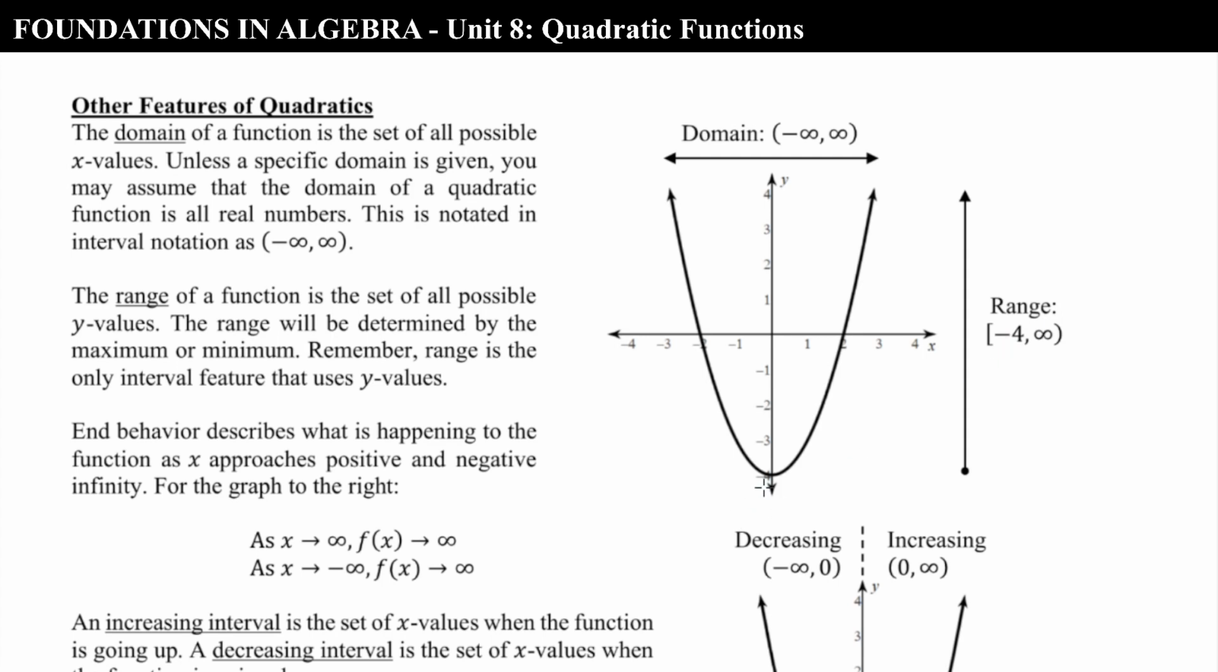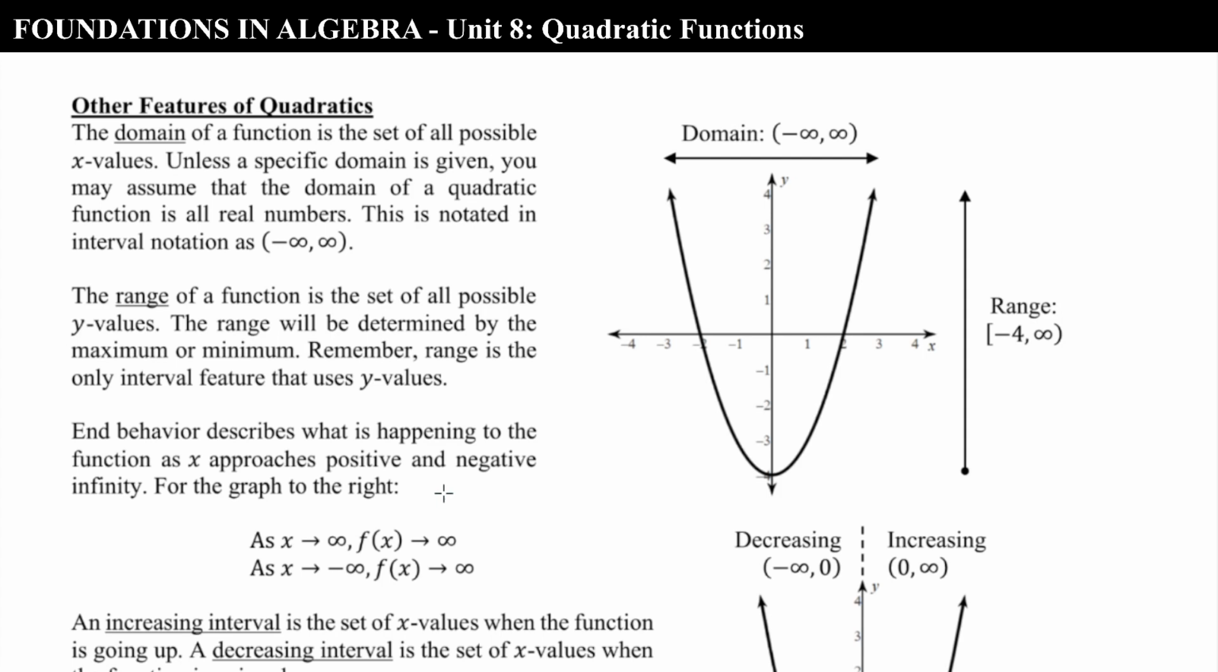So our range here, we start from -4. So we start from bottom and go our way to the top. So we start from -4 and we include it, so we use a bracket. And it goes to infinity, which is indicated by our arrows on the top. So our range is -4 to infinity.